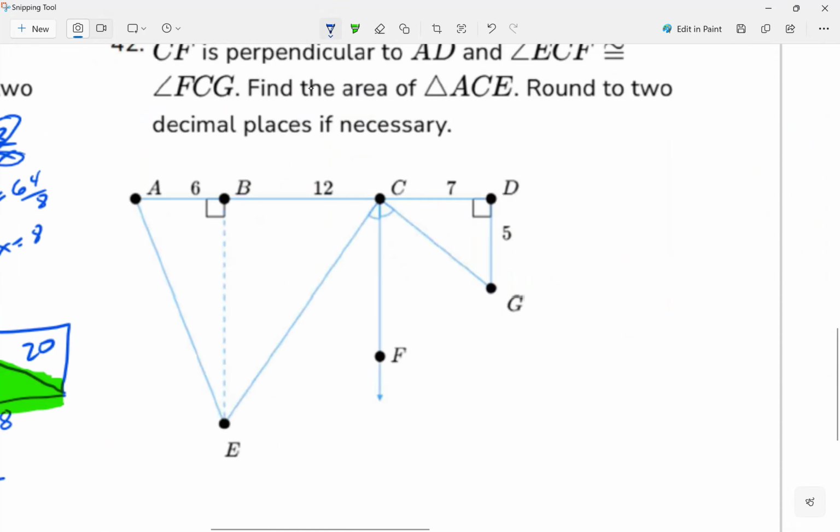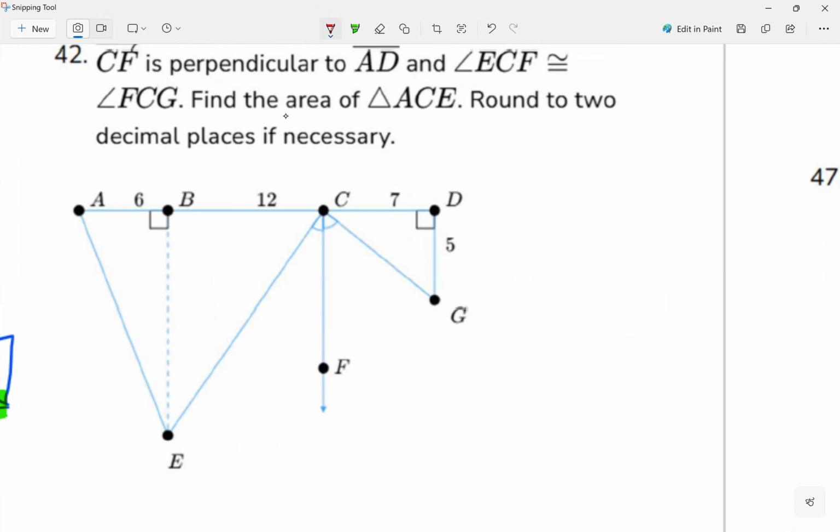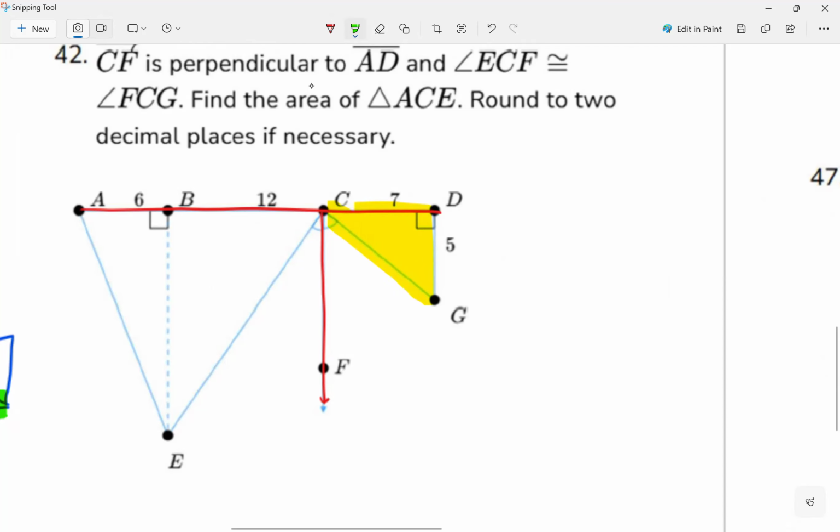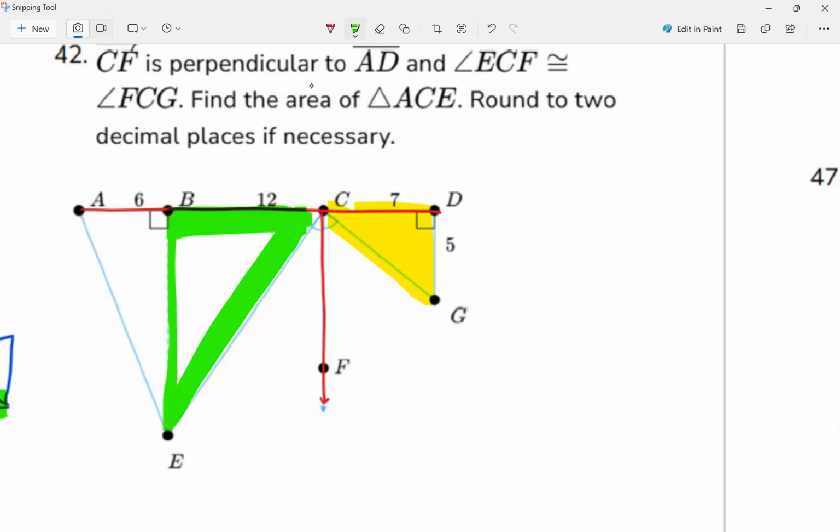CF is perpendicular to AD. So the ray CF is perpendicular to AD. Okay, so we're going to use what we just did in 41. Let me jump in to say that this little triangle, this yellow triangle, and this green triangle are going to be similar, right? We just proved it on the previous question. I see CF is perpendicular to AD, and the angle ECF is congruent to angle FCG. So we just know that this second angle is equal to this second angle, and then the corner angles are 90. So, okay.